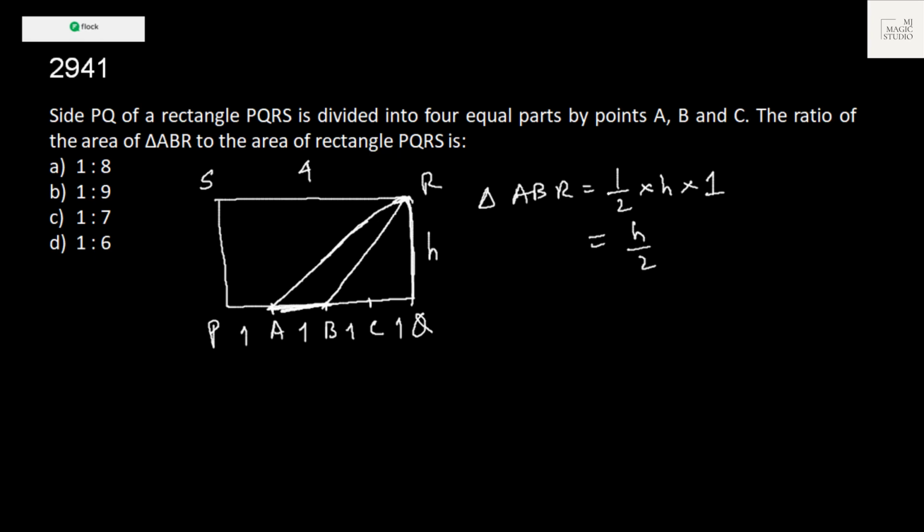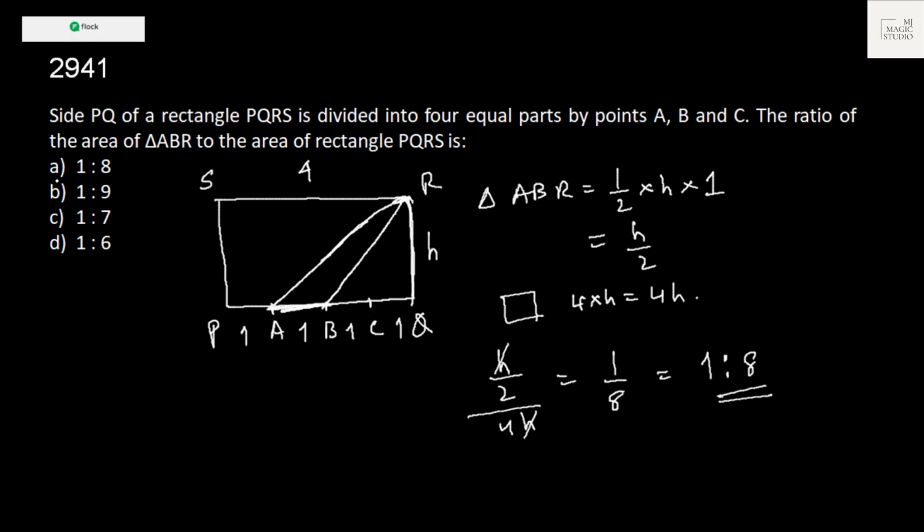And we need to find the ratio of area of triangle ABR to area of rectangle. So area of rectangle is 4 into H, that is 4H. So the required ratio is H by 2 by 4H, that is 1 by 8. So the ratio we are looking out for is 1:8. Option A is the pick.